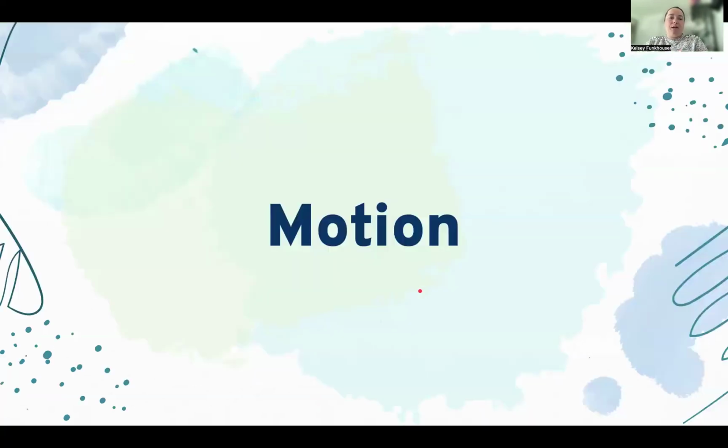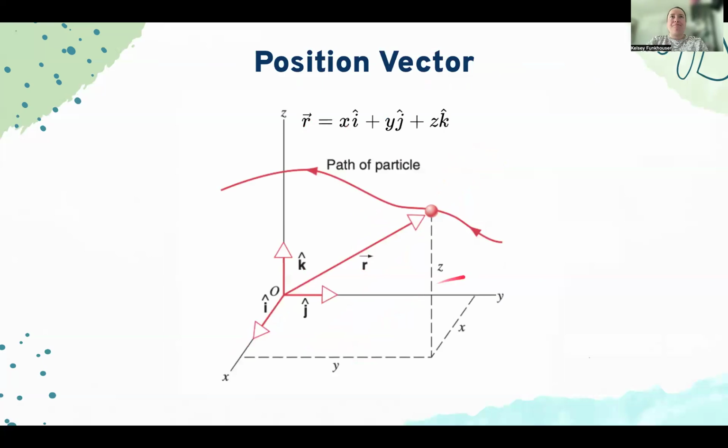Okay, now we're going to talk a little bit about motion, just to introduce you to these concepts. So first up is the position vector. We just talked about vectors and unit vectors in 2 dimensions. To introduce these topics, we're going to expand to 3 dimensions for now, but we'll go back to 1 or 2 dimensions before we do too much in 3 dimensions.